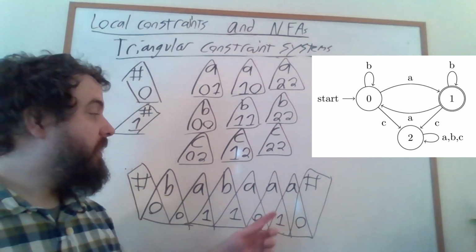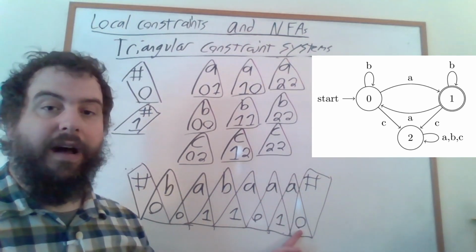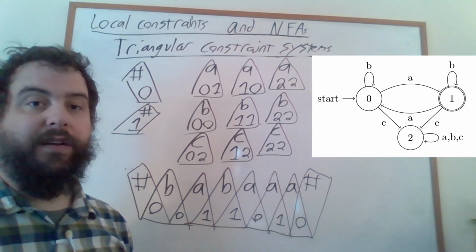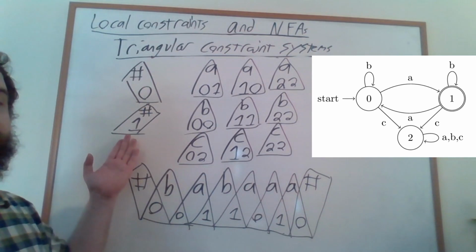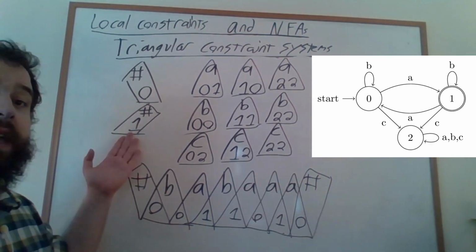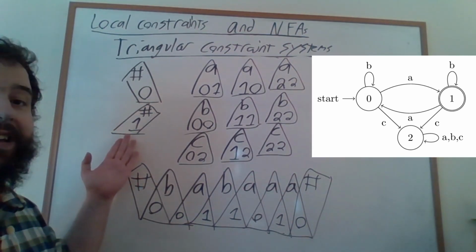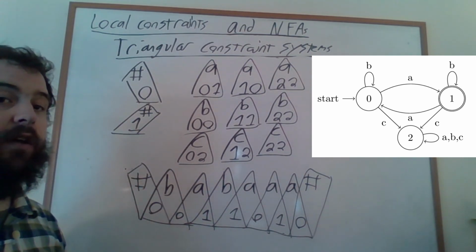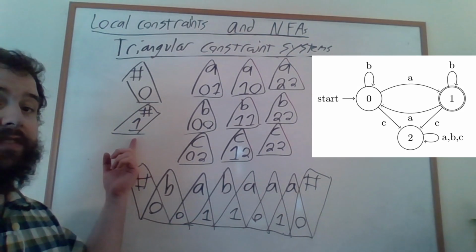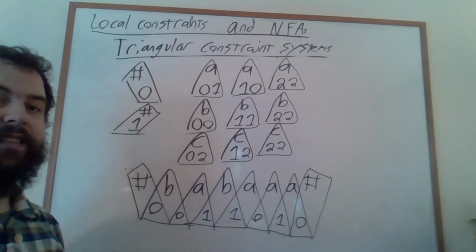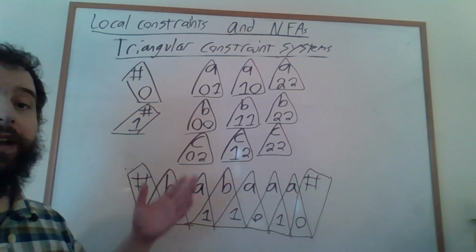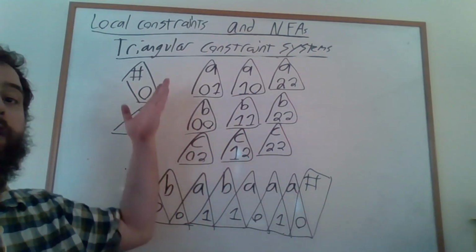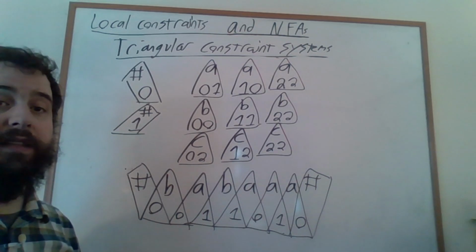And then the only thing that we're checking is whether or not the state at the end, after reading the last character, happens to be one of the acceptable final states. Here we only have one right end piece because the original deterministic finite state automaton only had one accept state. So generalizing this technique, we are able to turn every deterministic finite state automaton into a corresponding triangular constraint system.